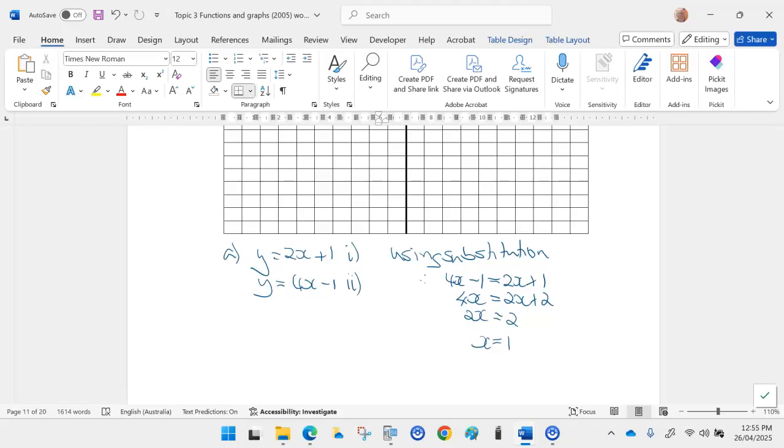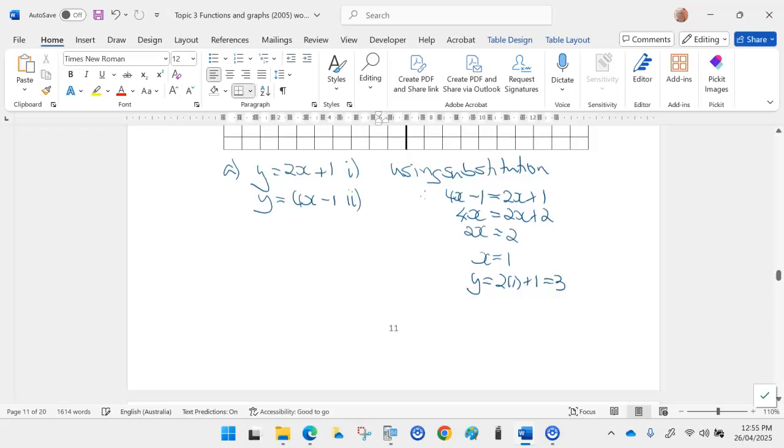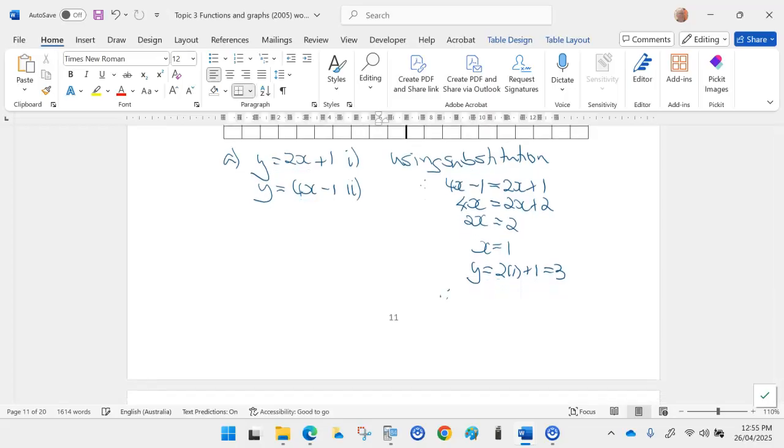And if x is equal to 1, what's the value for y going to be? Well, I could put x is equal to 1 into either of my two equations. I'll try the first one. 2x plus 1 becomes 2 times 1 plus 1, and that equals 3. So what does that mean? Well, that means that the point of intersection would be (1, 3). x is 1, y is equal to 3.